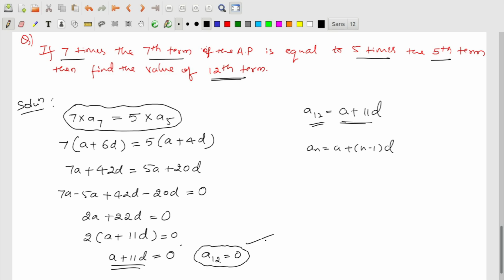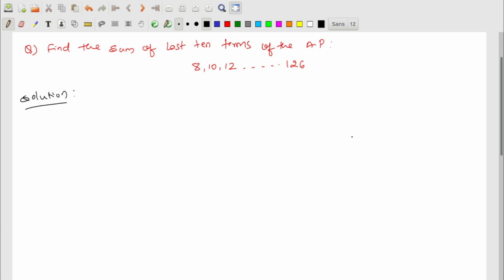Okay, fine. Let's solve one more question. Find the sum of the last 10 terms of the AP, and the AP given is 8, 10, 12 and the last term is 126, right? So if I take 8, 10, 12 as an AP, then the first term is 8 here, and the common difference d is equal to 10 minus 8, which is equal to 2, right? But the question here is to find the sum of the last 10 terms of the AP, right? So starting from here, right?